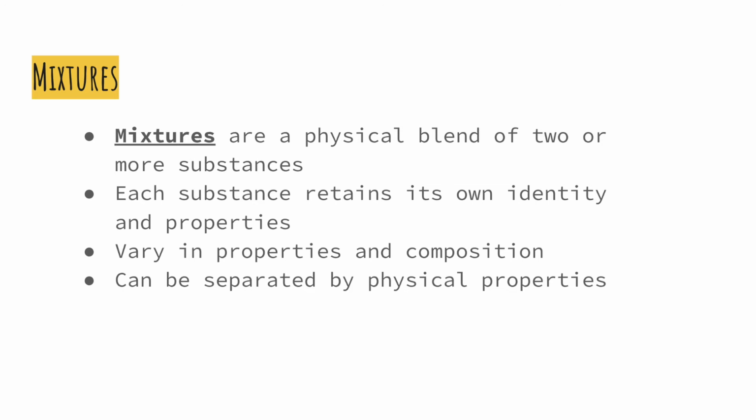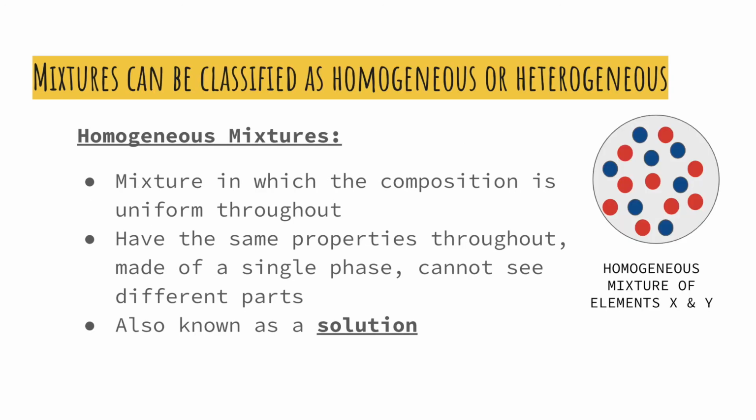There are 2 different types of mixtures: homogeneous mixtures and heterogeneous mixtures. Homogeneous mixtures are mixtures in which the composition is uniform throughout. These have the same properties throughout the entire substance and are normally made up of a single phase. Therefore, we cannot differentiate their parts.